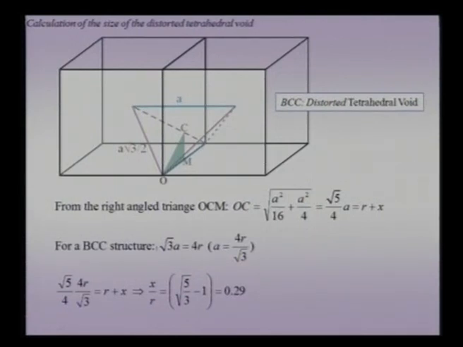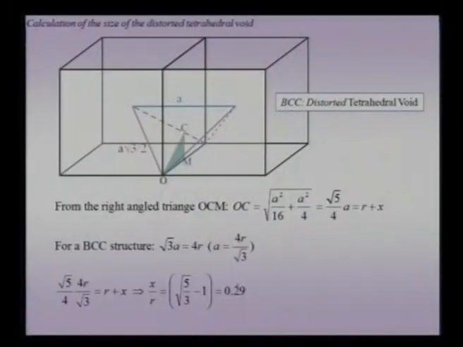For the BCC structure, I know that the atoms touch along the body diagonal, therefore, root 3 a is equal to 4R, in other words, a is equal to 4R by root 3. I can substitute this value for a. So, R plus X becomes root 5 by 4 times 4R by root 3, which is R plus X from this equation. Therefore, X by R is root of 5 by 3 minus 1, which is 0.29. So, using simple geometry, I can actually calculate the size of the atom, with respect to the size of the atom sitting in the parent lattice, which can fit into this tetrahedral void.